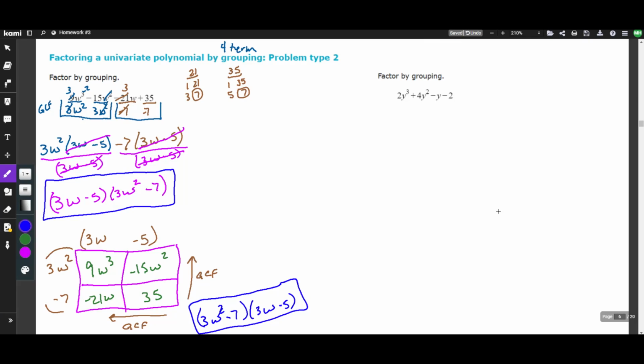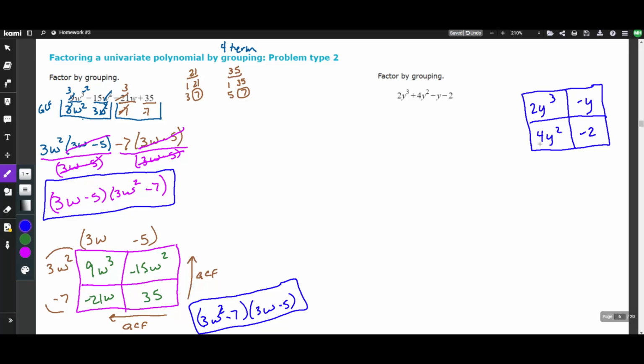So we have another one written out, just because I'm going to start with the area method with my box. And we're going to put in our numbers. Remember, the first term has to go in the first box. So this is 2y cubed. The last term has to go in this bottom right box, so that's a -2. Remember to keep your signs. And then I'm going to do it here, 4y squared and a -y.